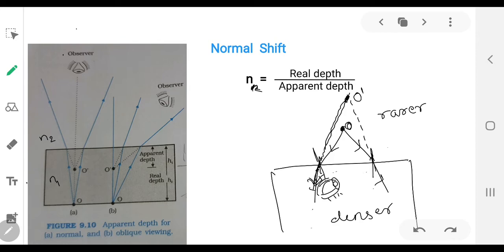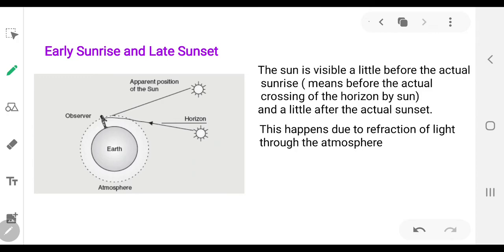The second consequence is early sunrise and late sunset. We are able to see things when they are at the level of our eyesight. If the person is standing over here, and the objects are above the horizon, this is the earth. In general we can see the objects if they are above our eyesight level. If it is too high, we cannot see. If it is too low, we also cannot see. Only if the objects are at the level of our eyesight are we able to see them.